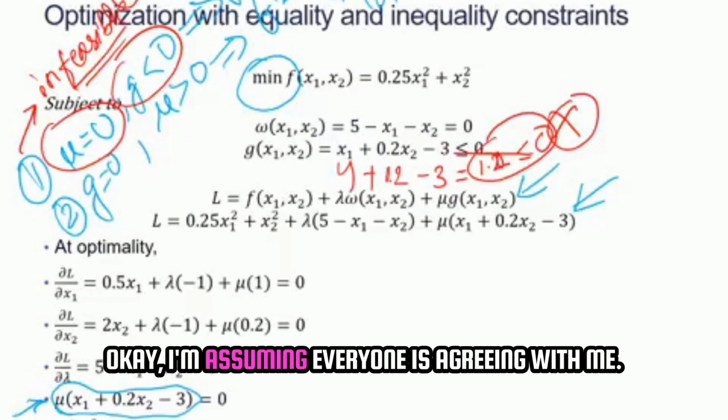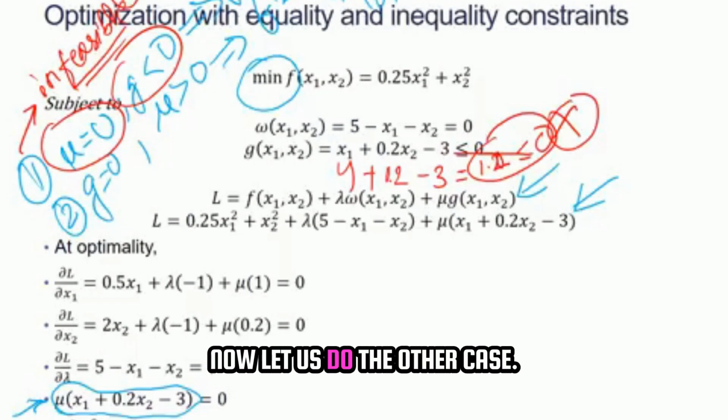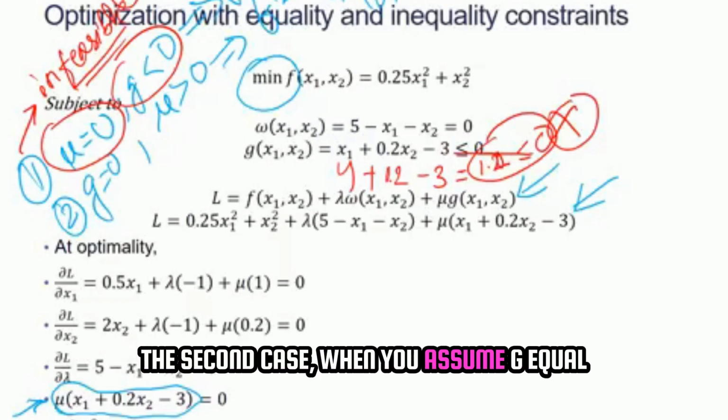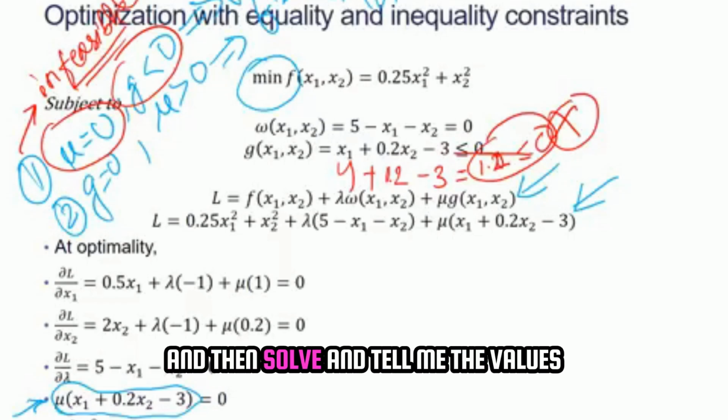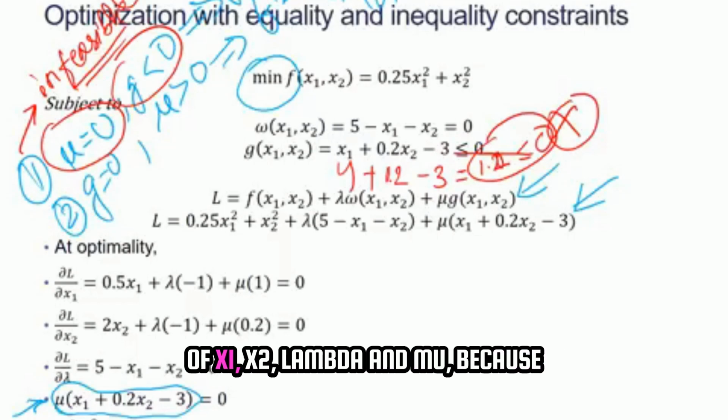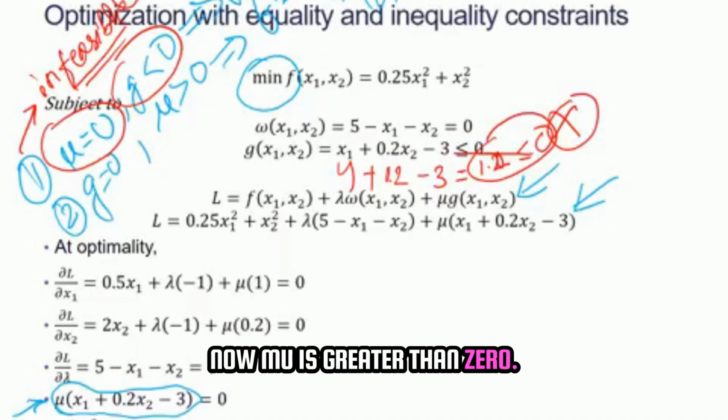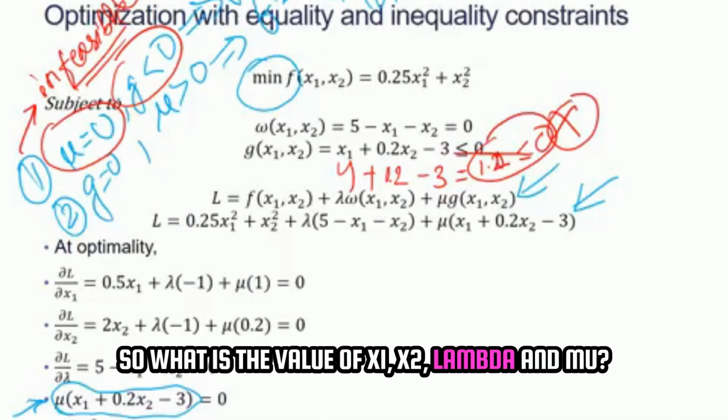Okay, I'm assuming everyone is agreeing with me. Now let us do the other case, the second case, when you assume g equal to 0 and mu is going to be greater than 0, and then solve and tell me the values of x1, x2, lambda and mu, because now mu is greater than 0. So what is the value of x1, x2, lambda and mu?